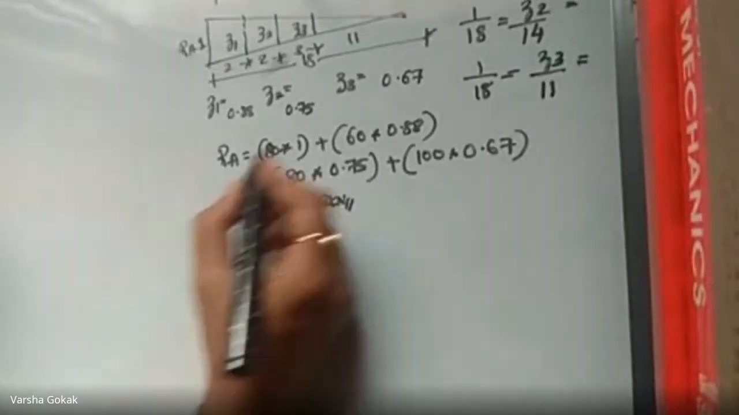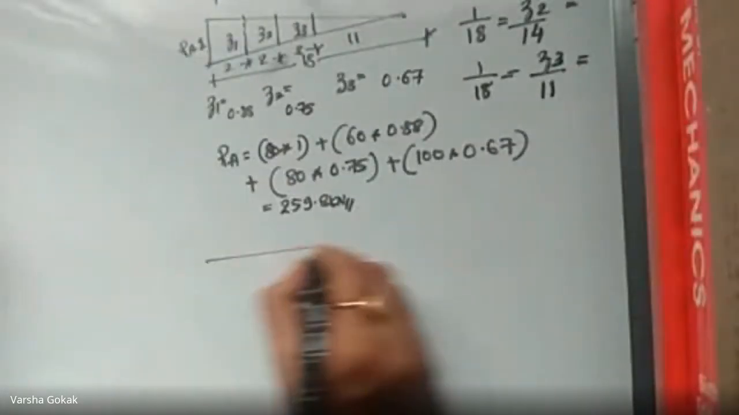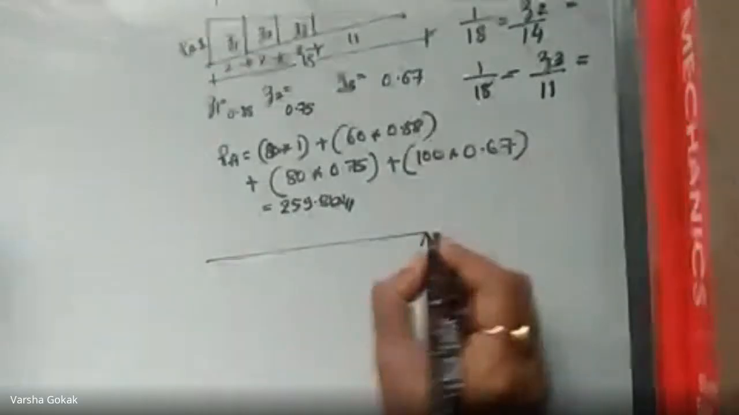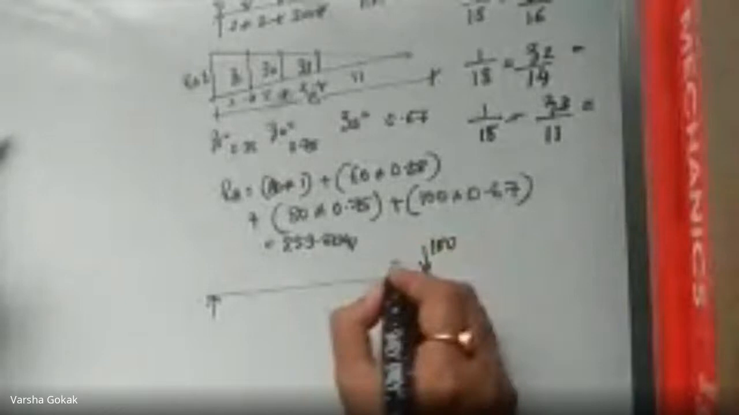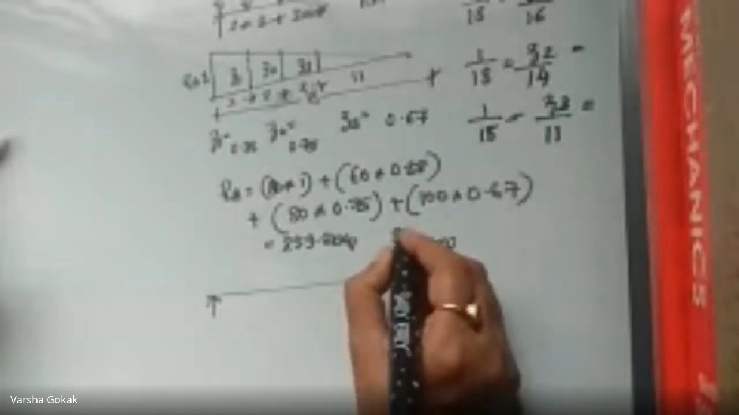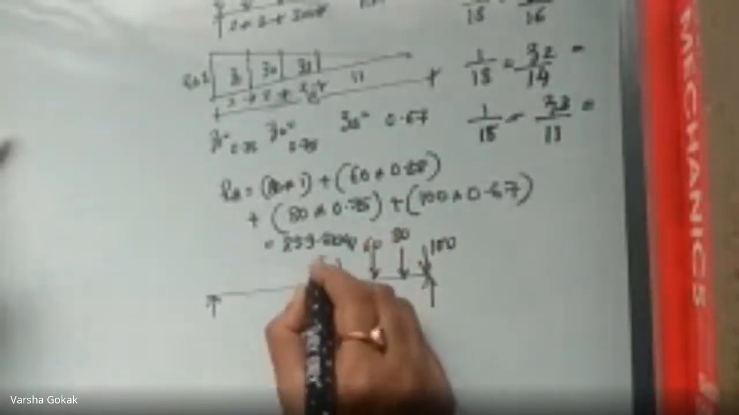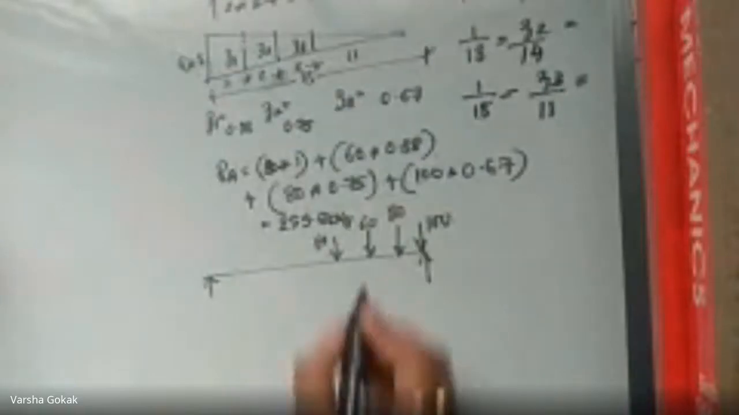Okay. Quickly we'll do RB. Anybody done with RB? So for the reaction at RB, we place the loads how? The 100 will come over here now. From there, your 80, 60, and another 80. Correct? So this is 2, 2, and 3. Remaining distance is 11.